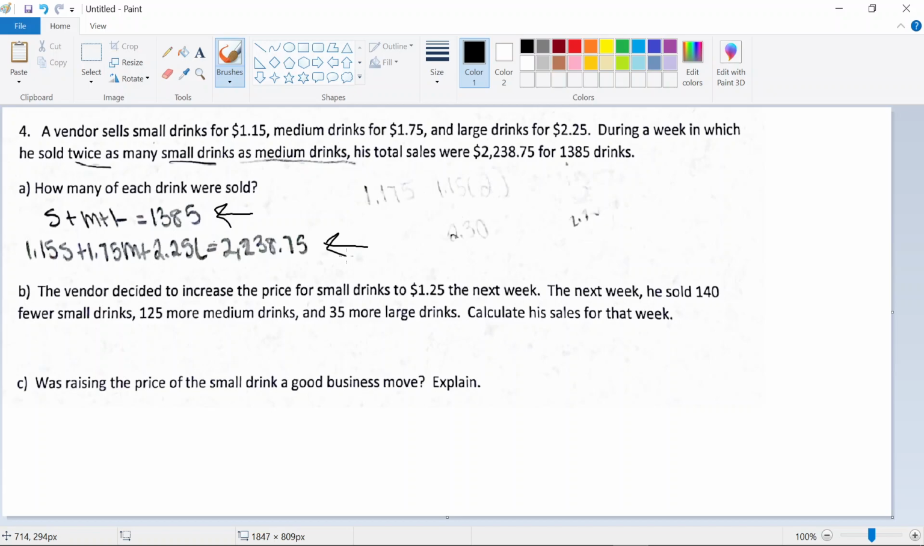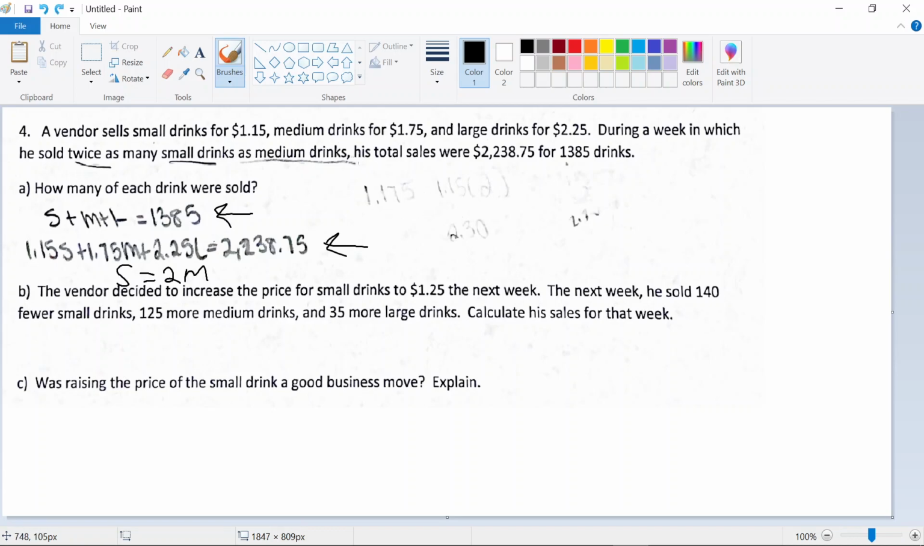There's one other equation. It says he sold twice as many small drinks as medium. So small equals 2 times medium. So I can use that and plug in here. This is small plus medium plus large. Well, small is 2 medium, so that will become 2 medium plus medium is 3 medium.